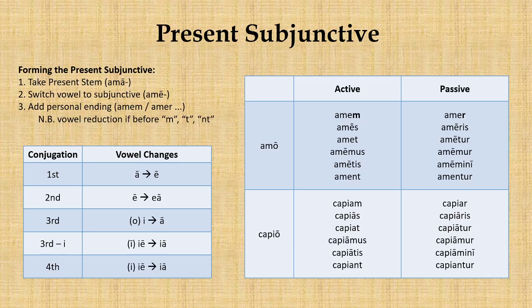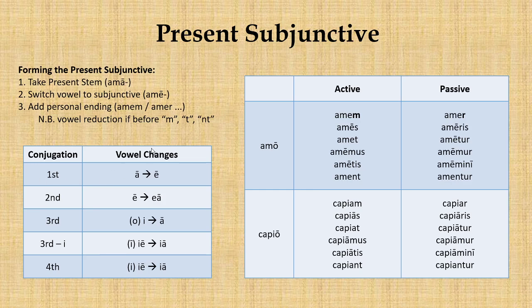Okay, welcome back. So in this video, I'd like to go over how to form the present and imperfect subjunctive. I'm going to use another video to talk about the perfect and pluperfect subjunctive, and also some of the irregular subjunctive forms of sum and possum. But for this video, I just want to keep it a little bit shorter, just to go over the basic ideas of how to form the present and imperfect.